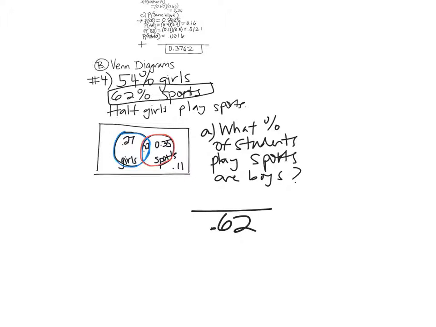0.35. You're either a boy or girl in this problem. I know that's not true nowadays, but in this problem it is. Okay. So the boys who play sports, that's going to equal 0.35 over 0.62, 56.45%. 56% of the boys play sports. Yeah? You kind of lost me with the 0.35. Where did we get that from again?